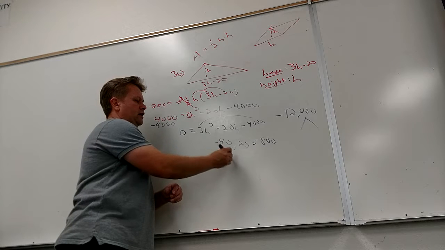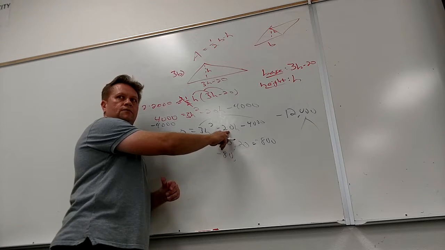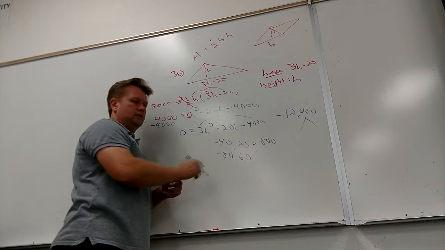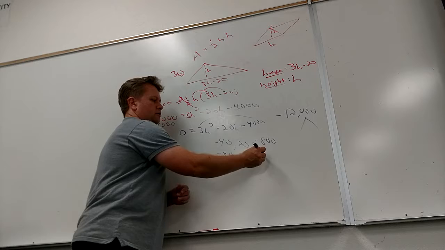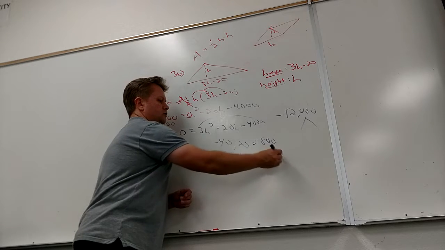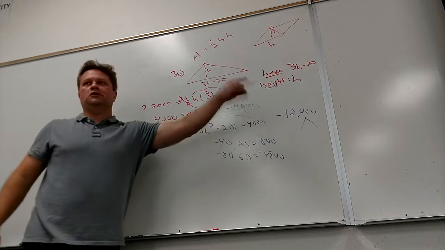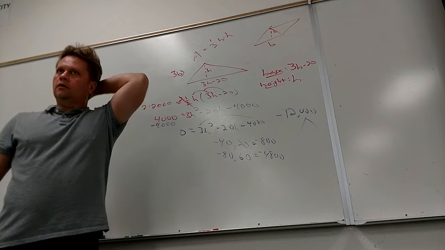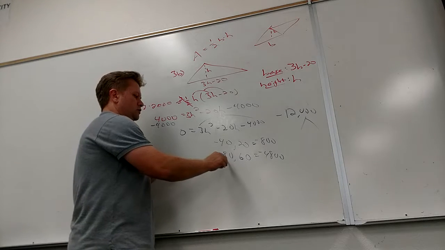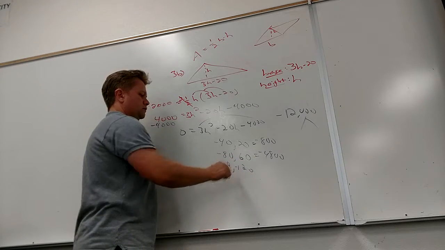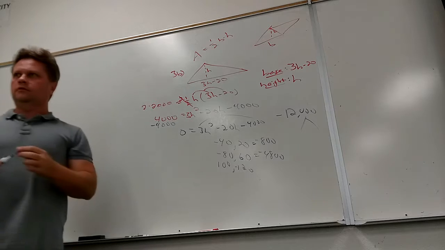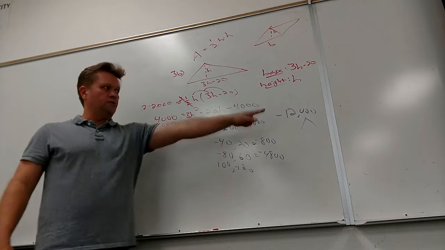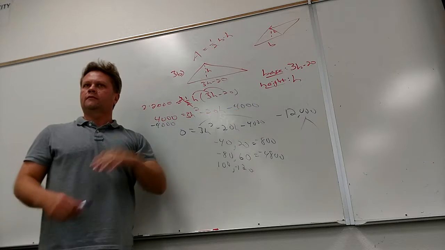Let's do like negative 80 and 60. What's negative 80 times 60? 8 times 6 is 48. 2 zeros. All right, we're getting closer. What about 100 and 120? Don't they add to be negative 20? And they multiply to be negative 12,000.